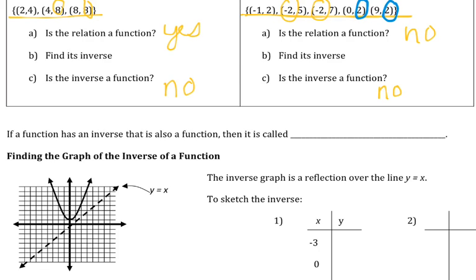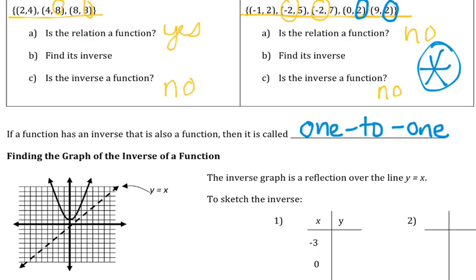Awesome. Good job. Okay, so now we have another vocabulary word, filling in this blank. If a function has an inverse that is also a function, we call it 1 to 1. So if the original is a function and its inverse is a function, we call it 1 to 1. All right? So every x goes with one y, every y goes with one x. We have a 1 to 1 relationship. Would this one, the last one we did with that big star beside it, would that one be considered 1 to 1?